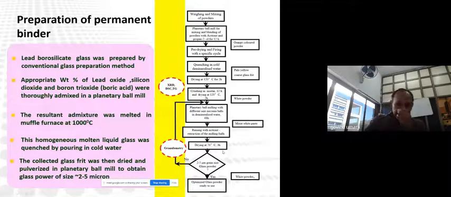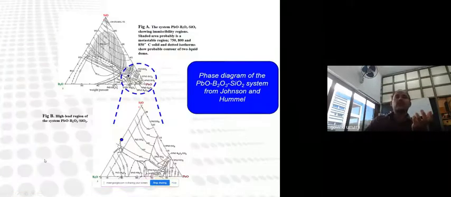Otherwise, if we didn't quench it, we will have difficulty making the powder. So that quenching adds brittleness to the binder, and then the related glass frit needs to be clear and transparent. It needs to be ball milled to obtain a powder size in the range of 2 to 5 micron.